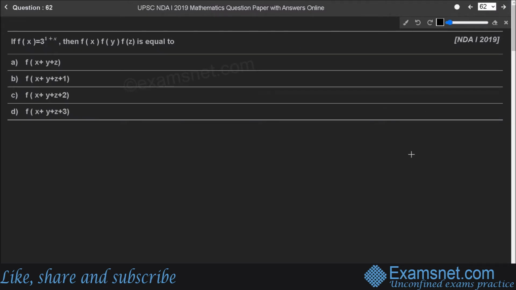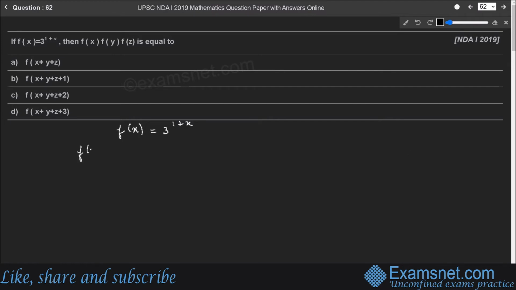Next question is, if f of x is equals to 3 to the power 1 plus x, then f of x into f of y into f of z is equal to. See, this question is also somewhat similar with the previous question. Here a function is given which is f of x is equal to 3 to the power 1 plus x.